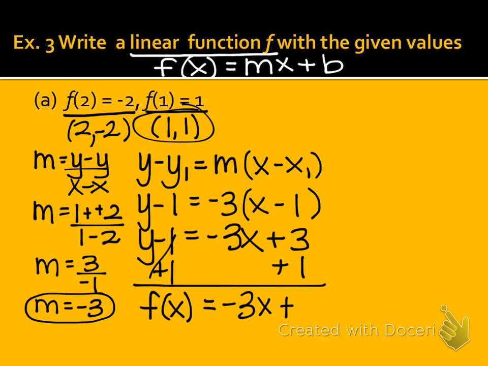Now, bring down the rest of the problem. Negative 3x plus, what's 3 plus 1? 4. And that is writing a linear function f with the given values. And that is lesson 4.2.